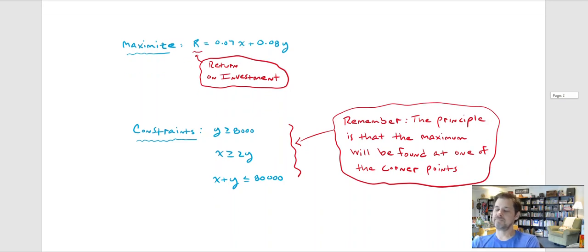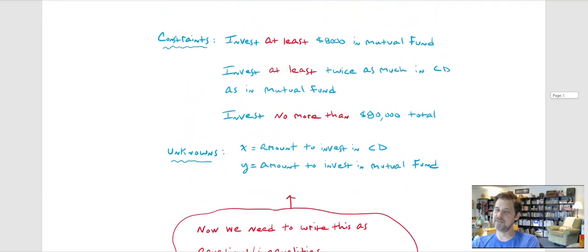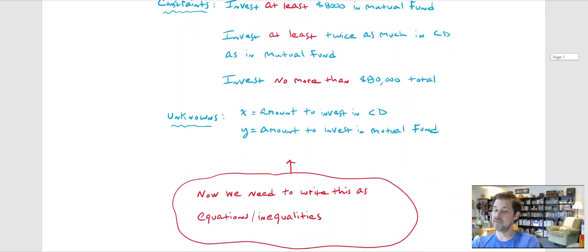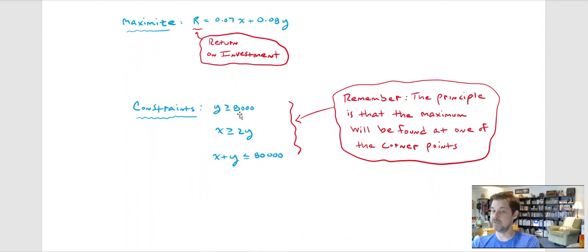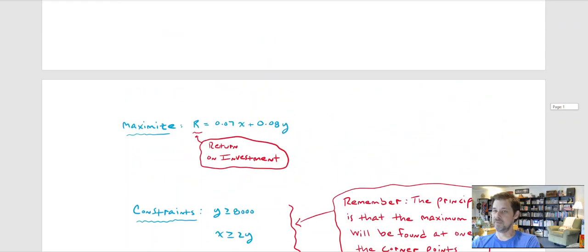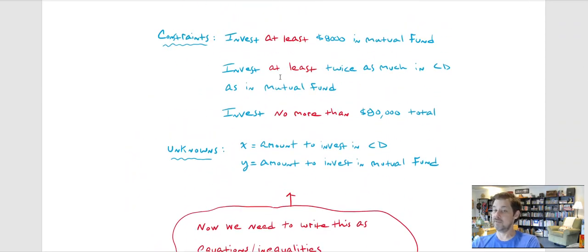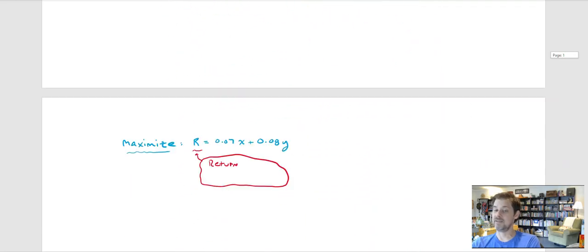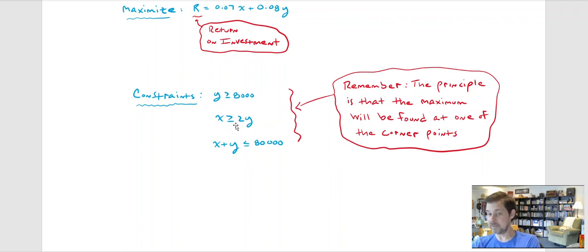Now for those constraints. If I'm investing at least $8,000 in the mutual fund, and if Y is the amount invested in the mutual fund, then I would express that as Y is greater than or equal to 8,000. Likewise, if it said that the amount invested in the CD is at least twice as much as the amount invested in the mutual fund, then that would look like X is greater than or equal to 2Y. So remember, here it is as a verbal statement. Invest at least twice as much in the CD as in the mutual fund. X is the amount we invest in the CD. Y is the amount we invest in the mutual fund. That leads to this inequality. X is greater than or equal to 2Y.